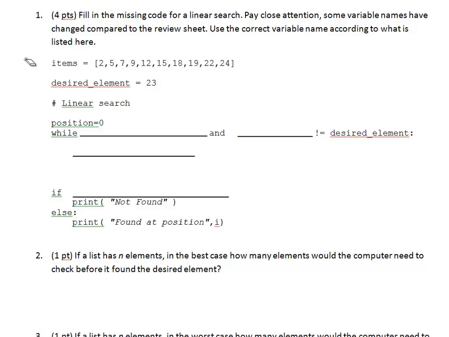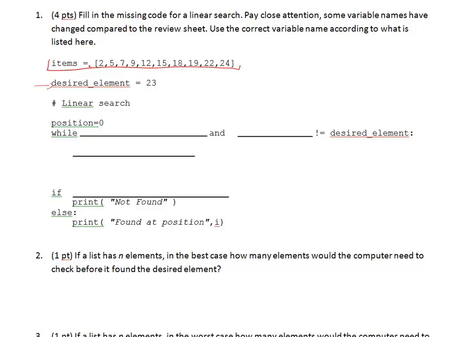Problem 1. Fill in the missing code for linear search. So, taking a look at this particular set of code, I can see that I've got my list of items that I'm searching for. That's called items, and the desired element that I'm looking for. Great. Okay, this is the start of my linear search.